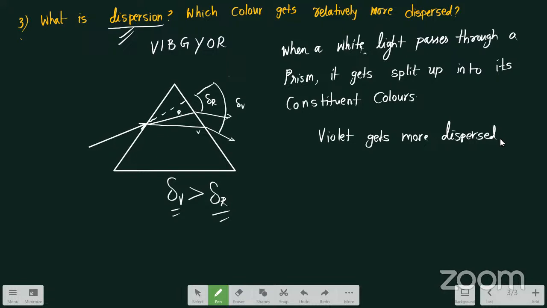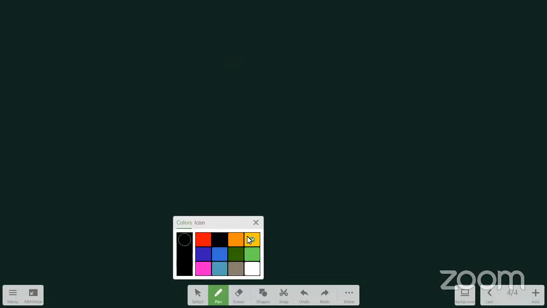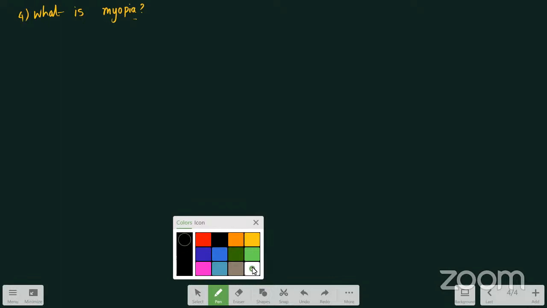So the next important question from this chapter is, what is myopia? Fourth one. What is myopia? I hope everyone knows what myopia is. Myopia is also called what? Nearsightedness. What will happen for a myopic person? Will he be able to see the near things clearly? Yes, he will be able to see the near things clearly.